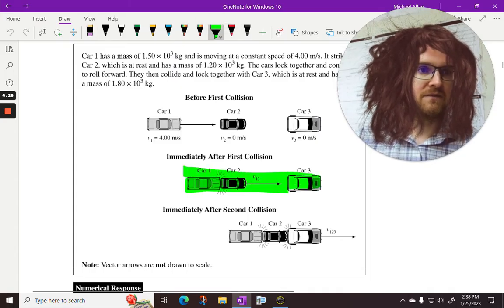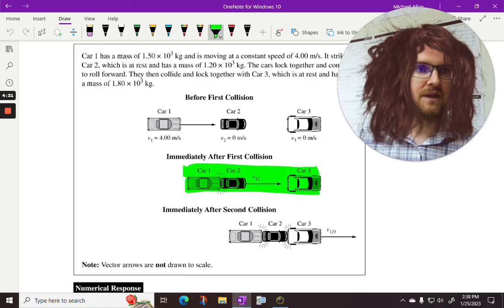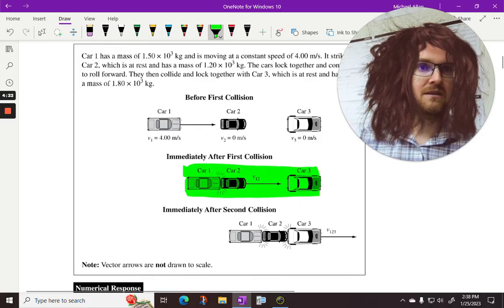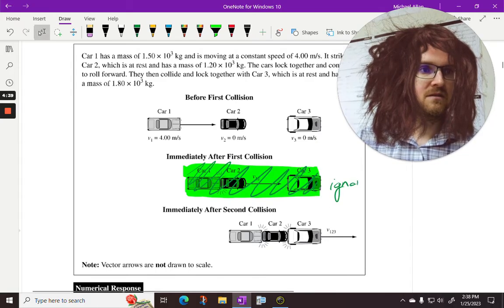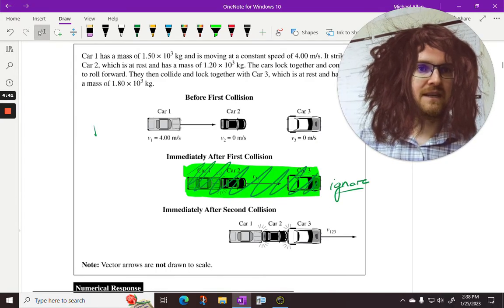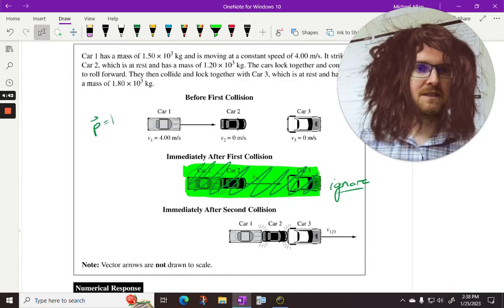Because momentum before and after has to be conserved, I don't really care about the conservation between what's happening in the middle here. So you can just ignore this whole section, all right? So we just have to find the momentum up here. This is the momentum before, and then we've got the momentum after, right?